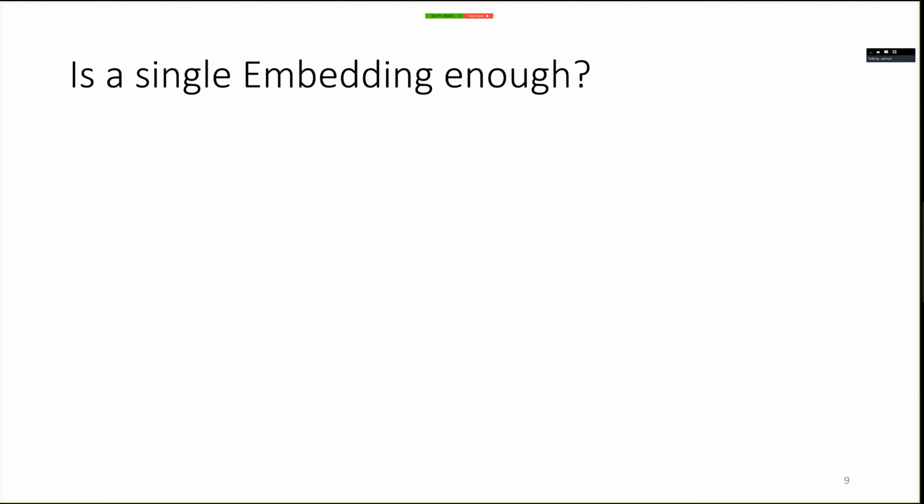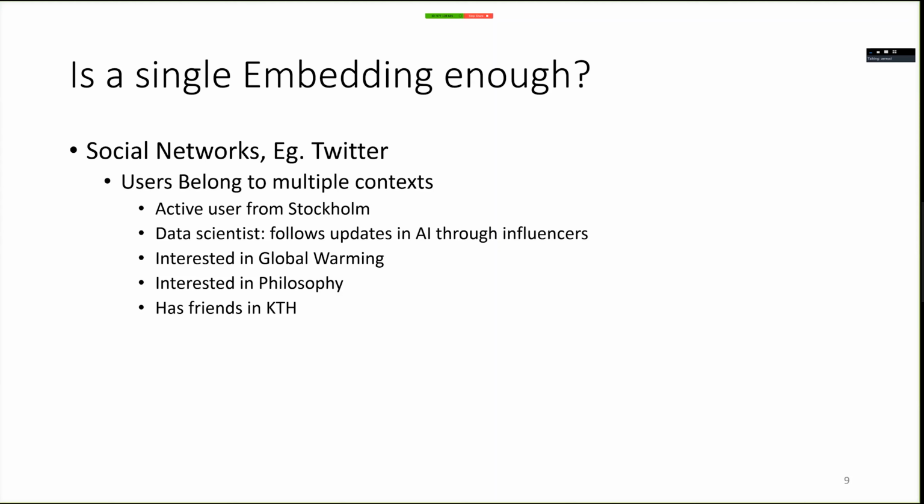But the question here is, is a single embedding enough? I mean, is a single embedding of a node enough to represent a graph or represent nodes in the graph? Let's go through some applications and try to answer the question through these examples. On Twitter, a normal active user can be, for example, a data scientist. That person will be interested in AI advances. He can also happen to be interested in other topics like global warming or philosophy. He has friends in KTH. So as you can see, an active user on Twitter can participate in many circles.